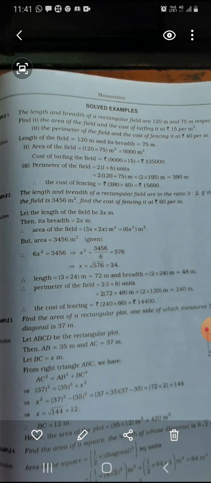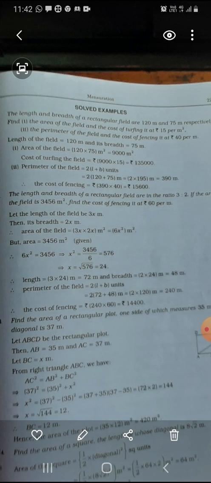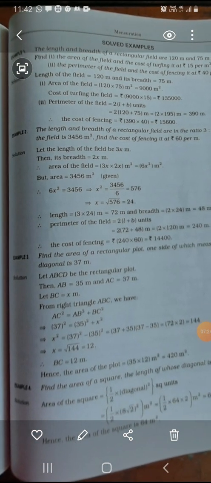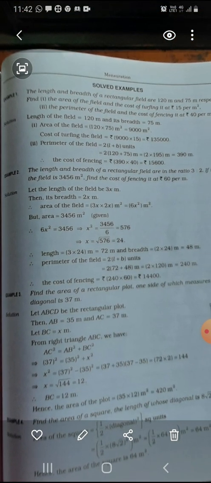Similarly, we have to find the perimeter of the field and the cost of fencing it at rupees 40 per meter. We have to find out the perimeter and fence it at the rate of rupees 40 per meter. The perimeter formula is 2 into (L plus B). We put the values of L and B over here and then we can simply calculate. So you just go with all the examples first, and then we can go for the exercise questions.